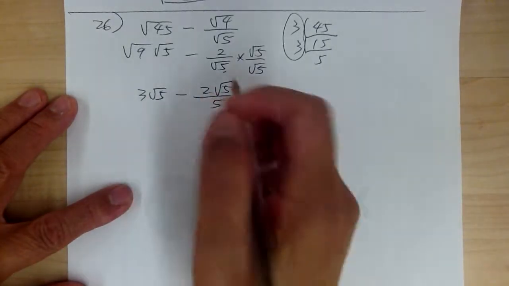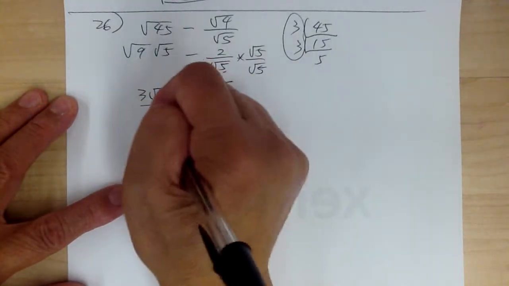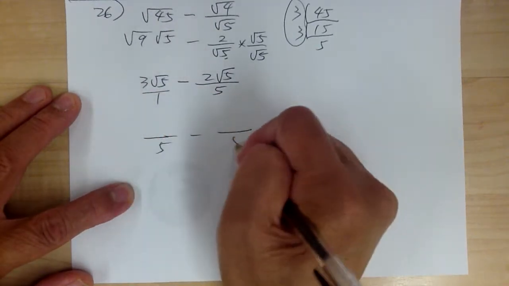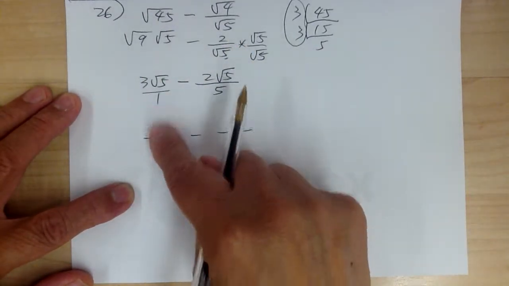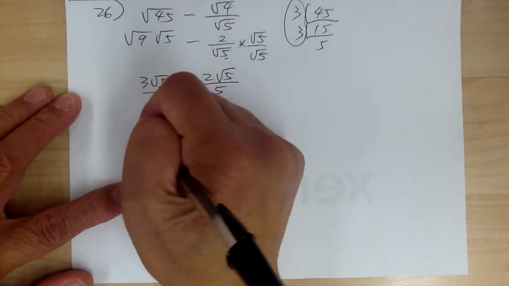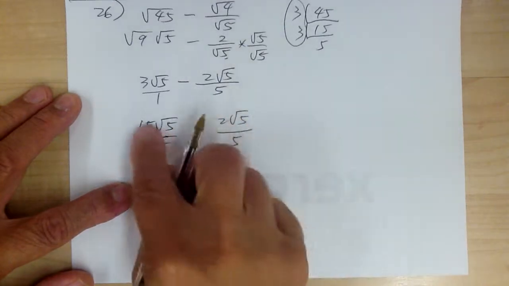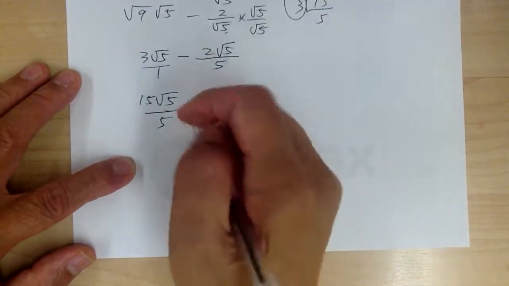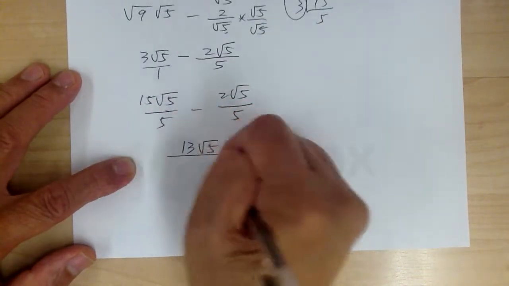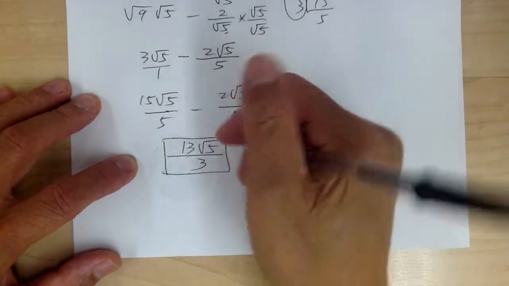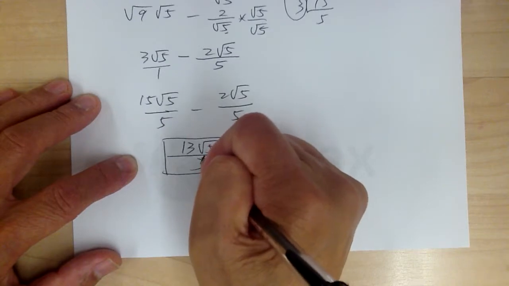Now, to add fractions, I need to get a common denominator, so I'm going to put over 1. So my common denominator would be 5, right? So from here to here, I need to multiply by 5, so I get 15 square root of 5. And this one stays the same. So when I subtract, 15 minus 2 will give me 13. 13 over 5.